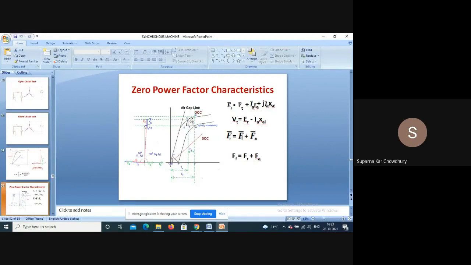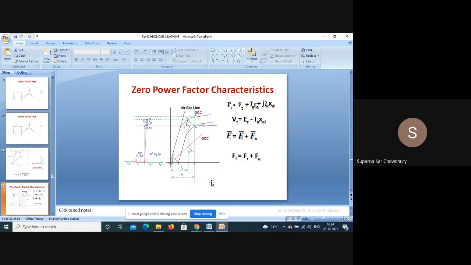So this triangle was defined as the Potier triangle. If we shift the Potier triangle parallel to itself, so that point C traces the OCC, then point A should trace the zero power factor characteristic. So basically, the zero power factor characteristic is similar to the OCC, shifted by this amount, OF dashed.